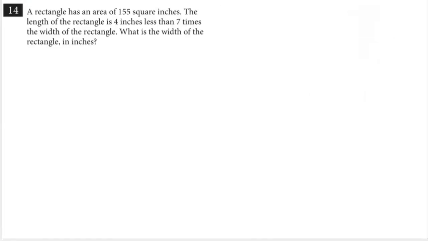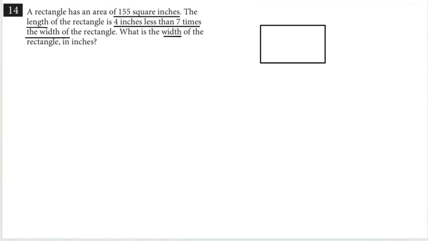Question 14. A rectangle has an area of 155 square inches. The length of the rectangle is 4 inches less than 7 times the width of the rectangle. What is the width of the rectangle in inches? Let's make a rough rectangle. Suppose the width is W. So the length is 4 less than 7 times the width. So 7 times the width and subtract 4. That is the expression for the length of the rectangle.